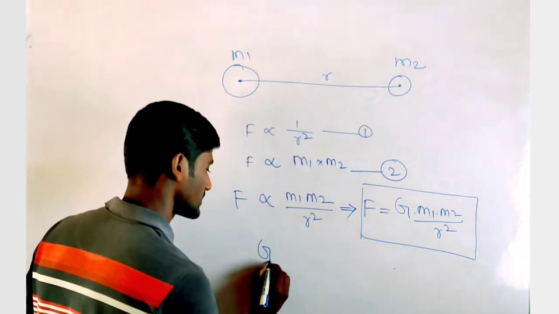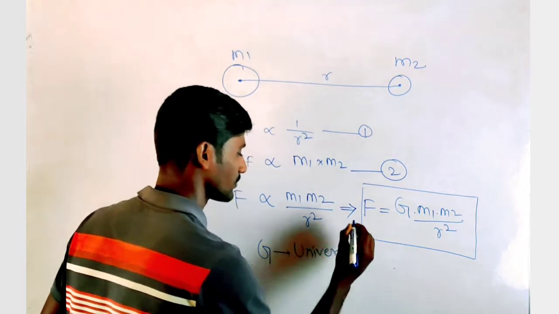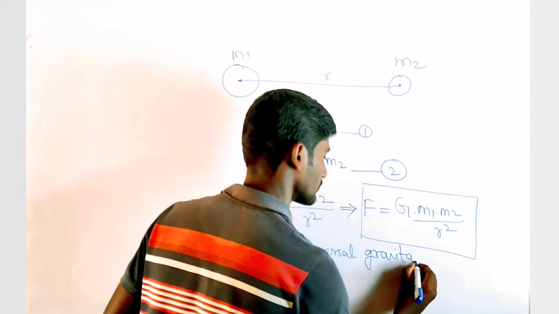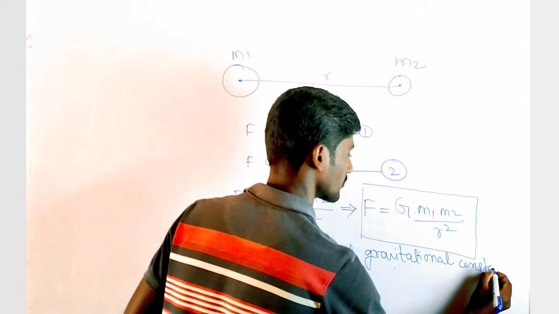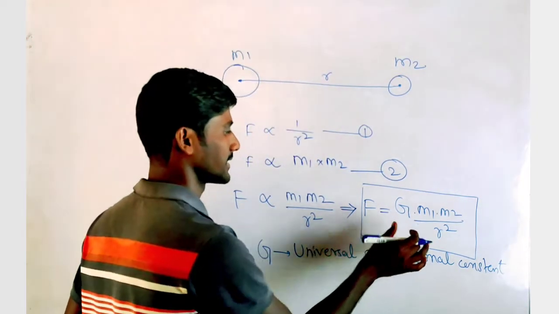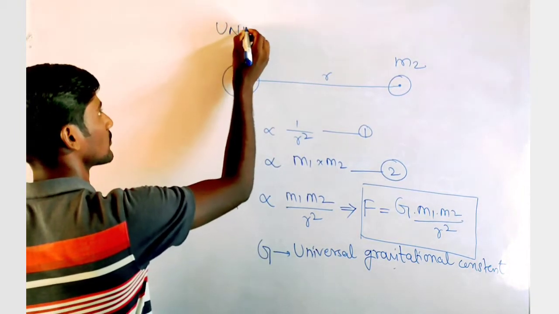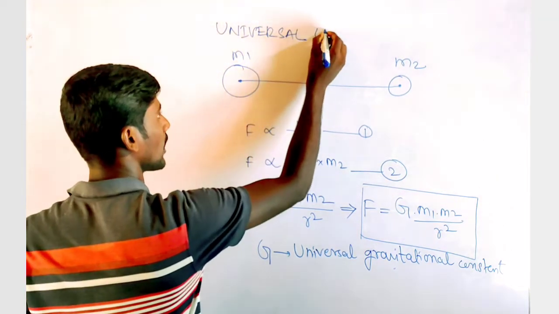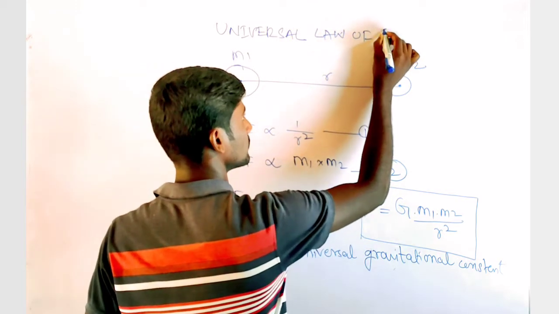So that constant G is the universal gravitational constant. And this is the universal law of gravitation.